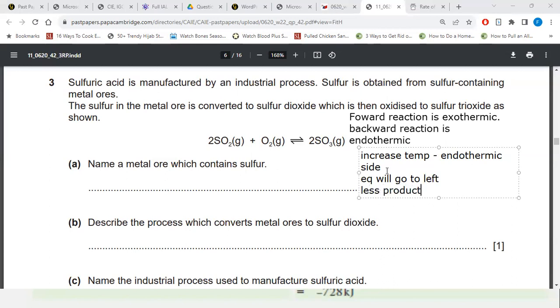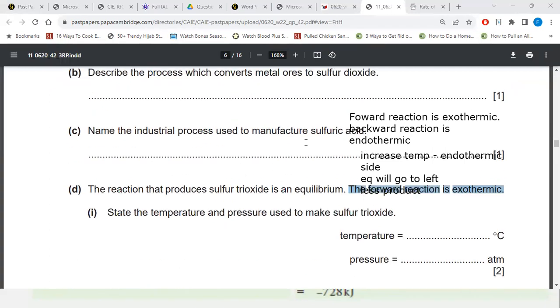And how will you explain it in the exam? You will say that when the temperature is increased, less sulfur trioxide will be produced. You will say that the forward reaction is exothermic and the backward reaction is endothermic. When you increase the temperature, the reaction goes to the endothermic side. So the equilibrium will shift to the left and we get less product.